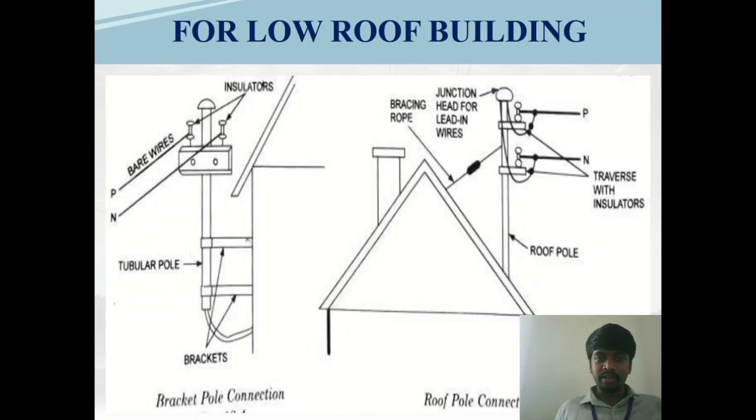This is the figure. The building here is at low height, so we will use this roof pole to connect the insulator. The insulator will be here. The cables from the overhead line will be connected and put inside the roof pole. From this we will take the supply.